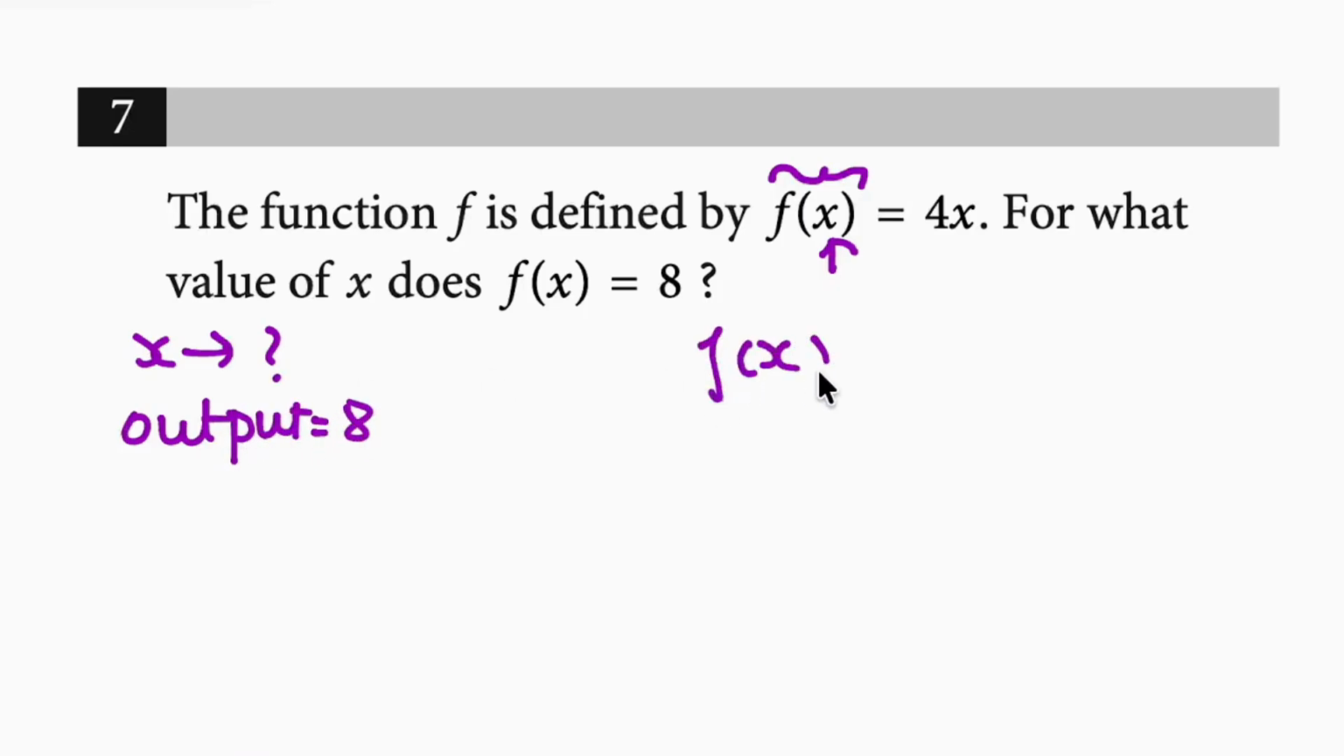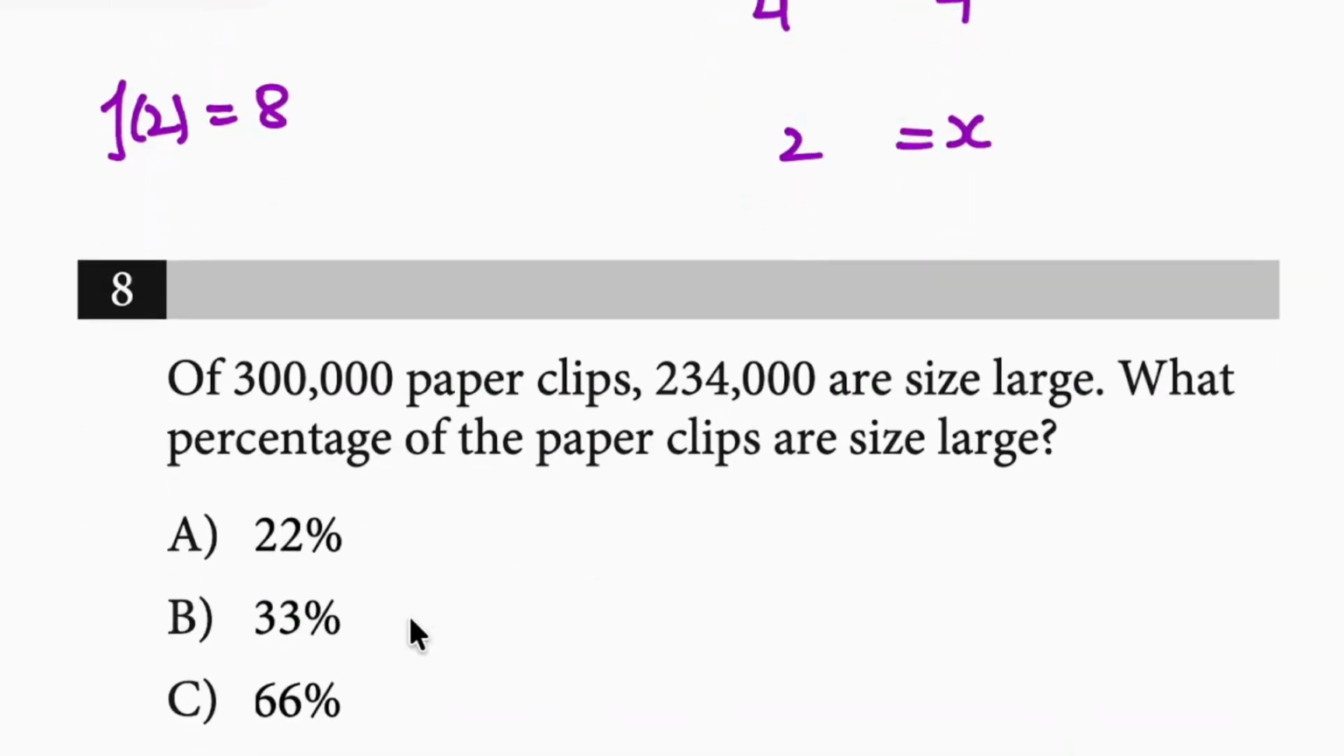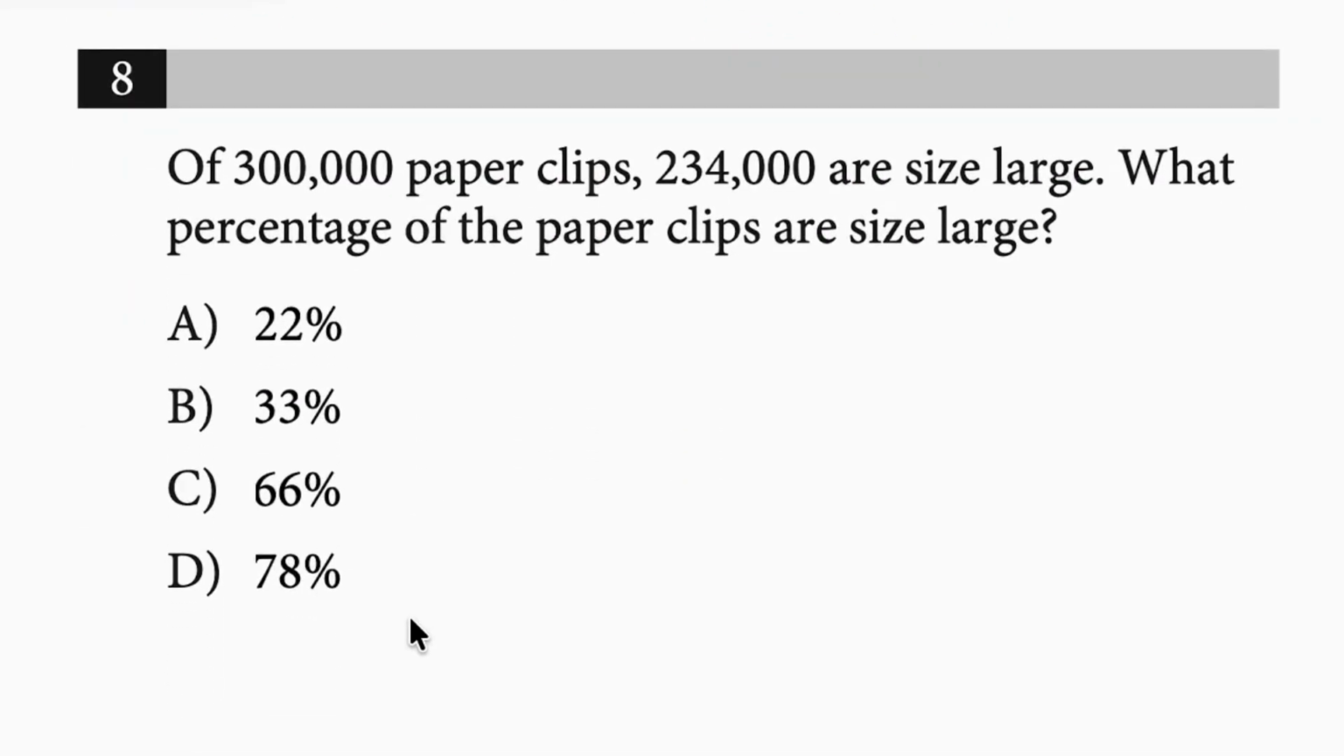So f(x) is equal to 4x, and f(x) is the output. That means it is 8, which is equal to 4x, and we need to calculate x. So to isolate x, we have to divide by 4 on both sides. x is equal to 2. So when x is 2, f of 2 is 8. Okay. Let's come to the next question, question number 8.